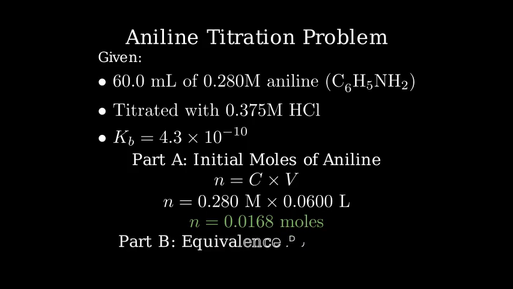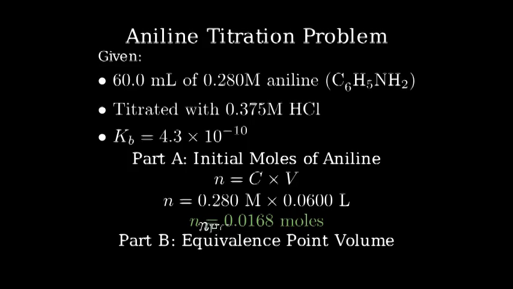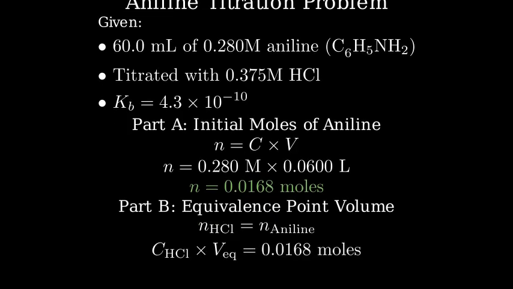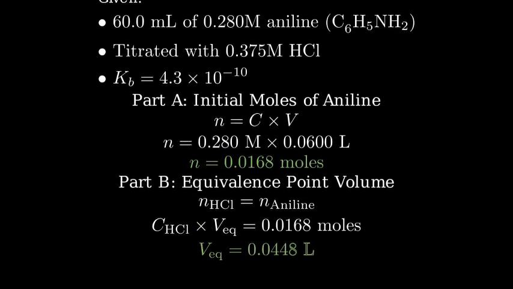For part B, we'll find the volume of HCl needed to reach the equivalence point. At the equivalence point, the moles of HCl equal the moles of aniline. We can set up the equation: 0.375 molar HCl times the volume equals 0.0168 moles. Solving for volume, we get 0.0448 liters of HCl needed.